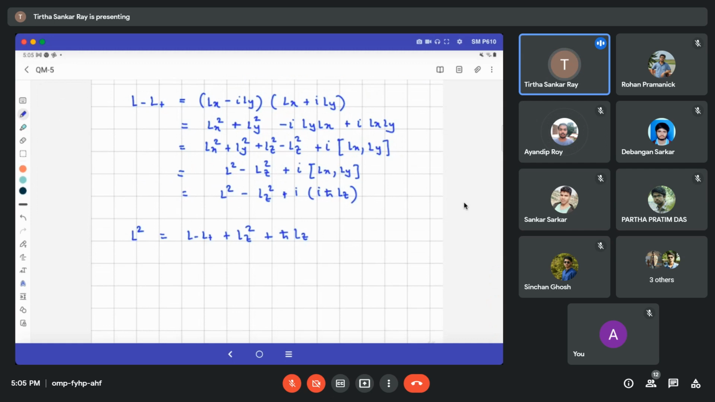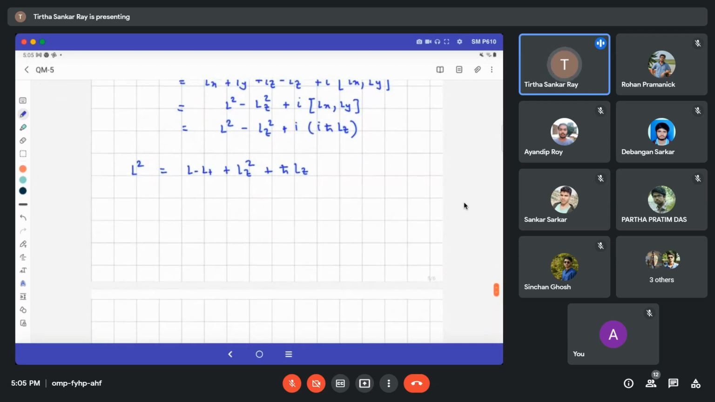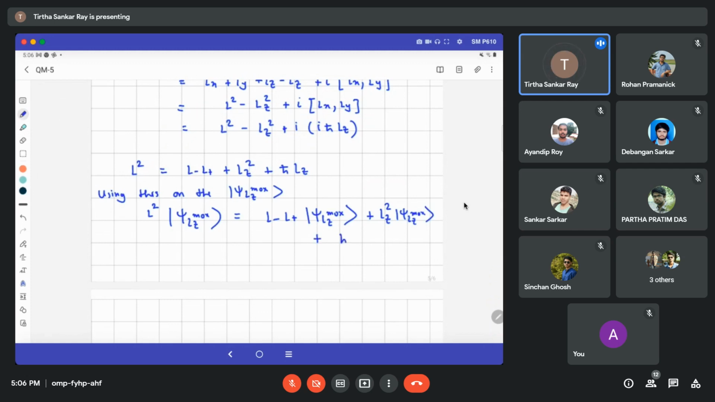Okay, very good. So now that I've written it in this form, I am able to apply this L square operator on the psi Lz max state. Psi Lz max is now going to be given by L minus L plus of psi Lz max plus Lz square of psi Lz max plus h cross Lz of psi Lz max.